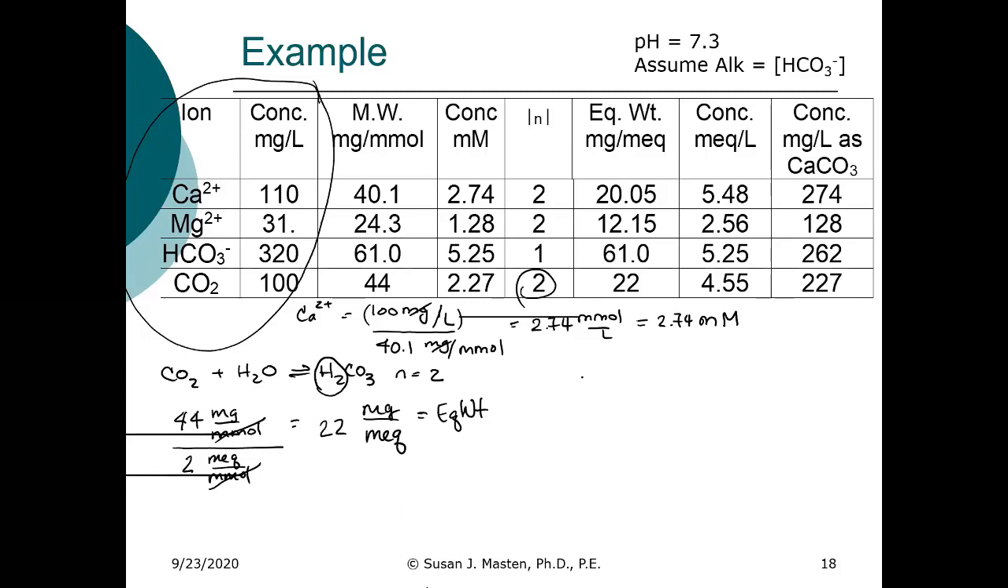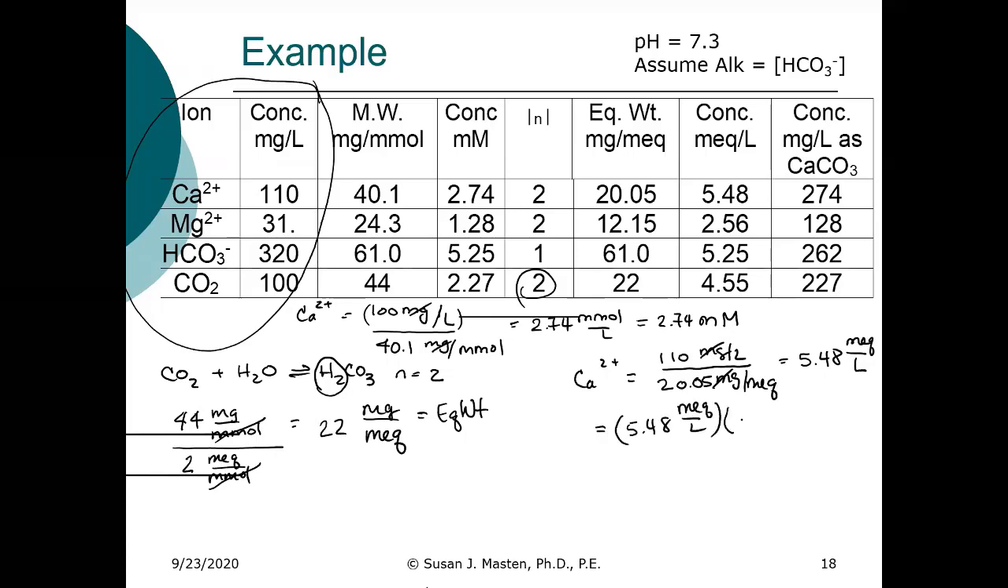So if we take that calcium, we have 110 milligrams per liter. We divide that by the equivalent weight. Milligrams cancel, and we have 5.48 milliequivalents per liter. Now we typically use milligrams per liter as calcium carbonate. So we multiply the concentration in milliequivalents per liter by 50, so 50 milligrams per milliequivalent, okay, and that equals 274 milligrams per liter as calcium carbonate.